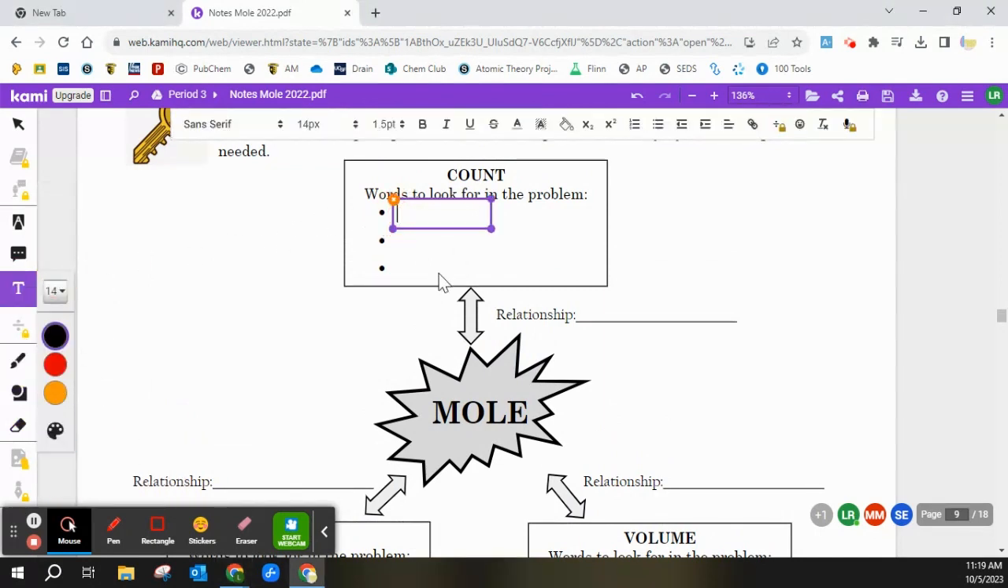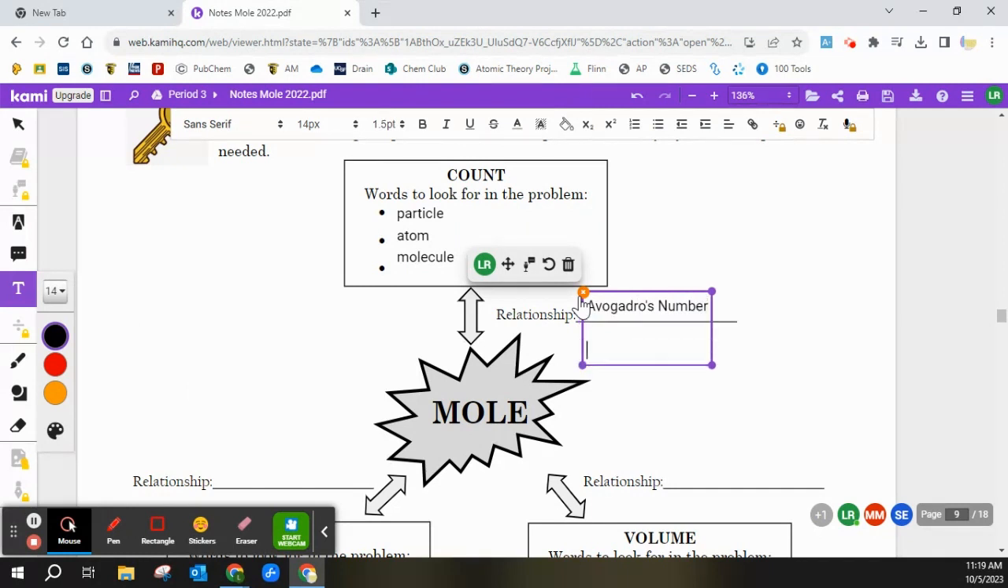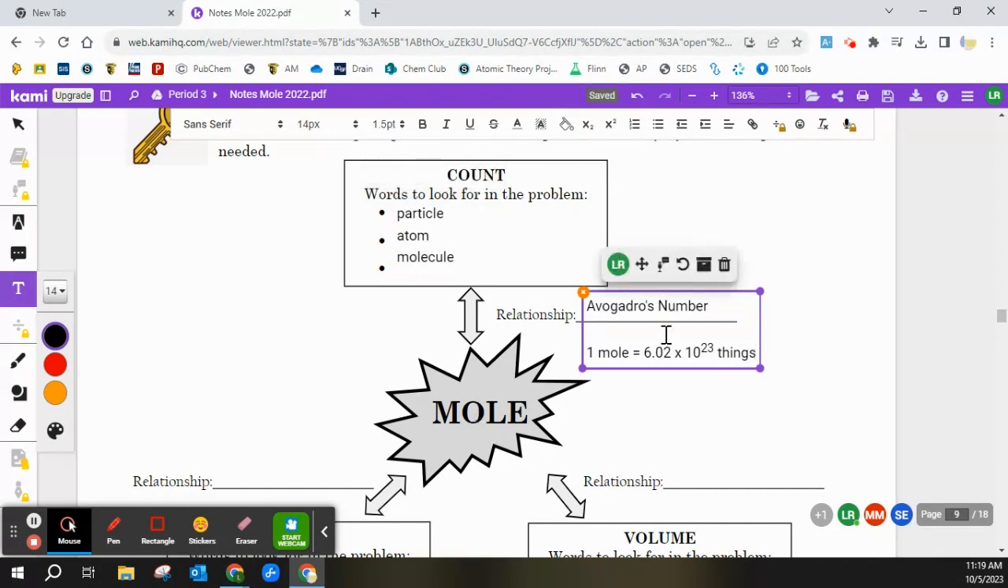Well, words I'm going to look for: particle, atom, molecule. If I see any of those words, I know that I need to use Avogadro's number, which is going to be 1 mole equals 6.02 times 10 to the 23rd things. Okay, so if I see particle, atom, molecule, and the word mole, I need to use Avogadro's number.